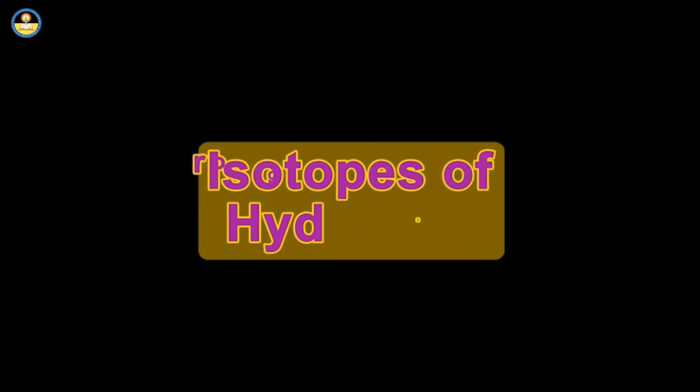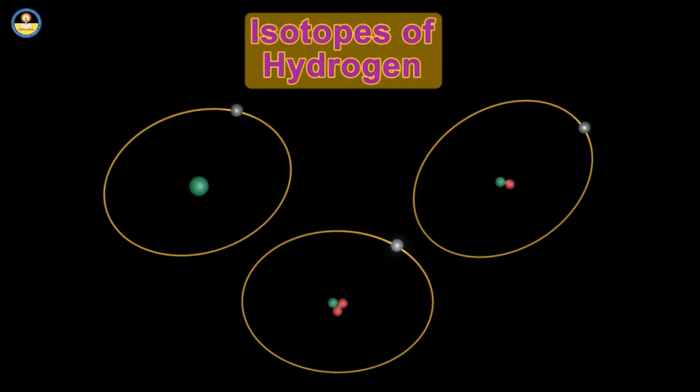Let us have a look at all the isotopes of hydrogen at a time. The simplest element, hydrogen, has 3 isotopes. Because of their importance, they have been given their own names.